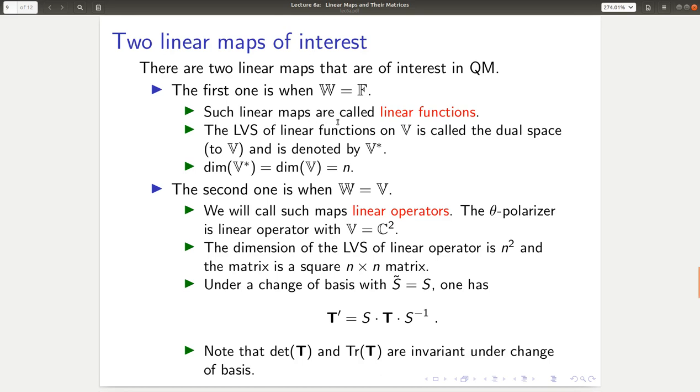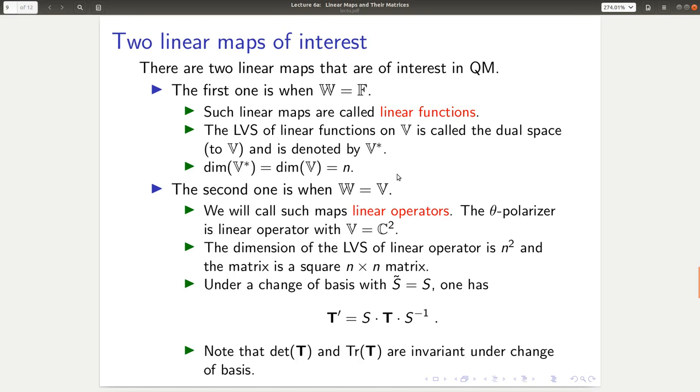Such linear maps are called functions. Why functions? What does a function do? You're given some space, in this case some vector space, and you give a vector, and the answer should be a number or a scalar. That's why we call it a function. But it's a linear function, not an arbitrary function. And we know it's an LVS. So the linear vector space of linear functions on V is called the dual space to V, and is denoted by V star. Its dimension is the same as the dimension of V.